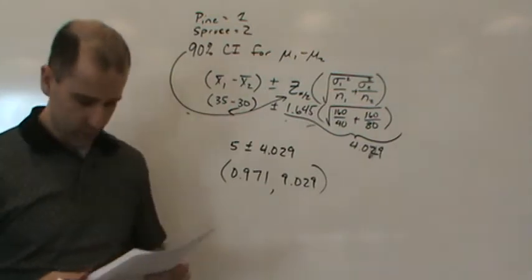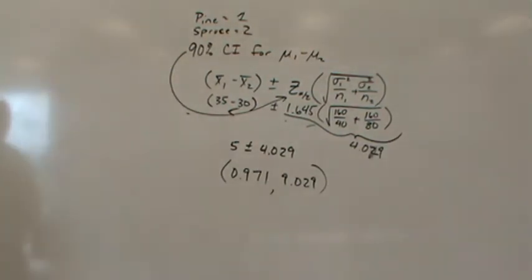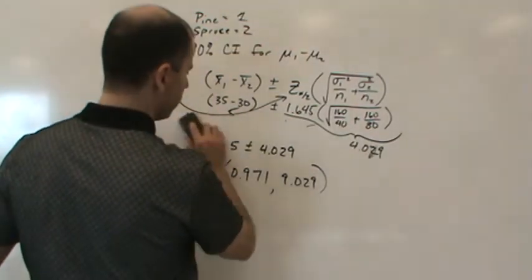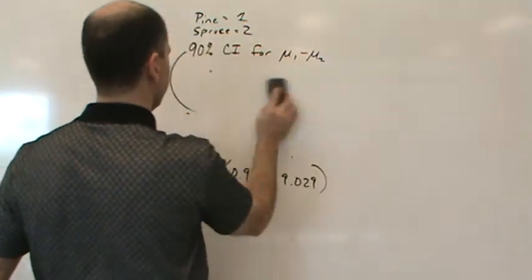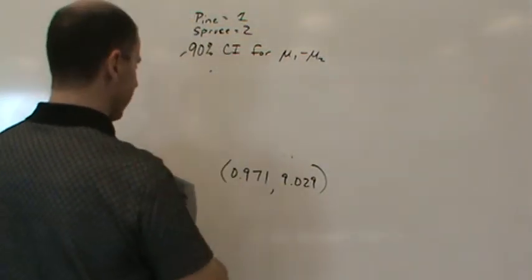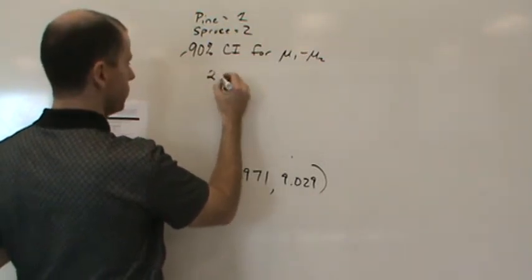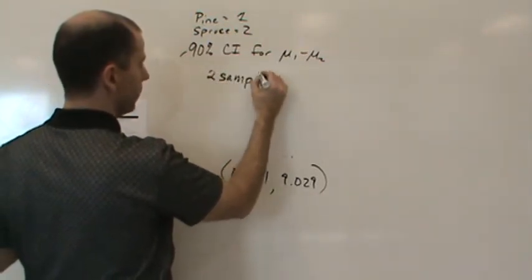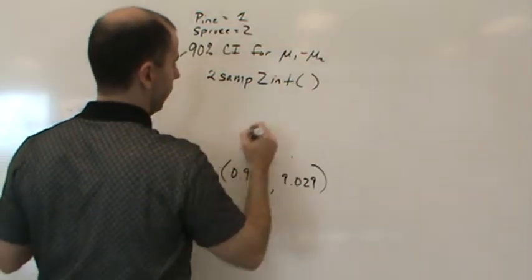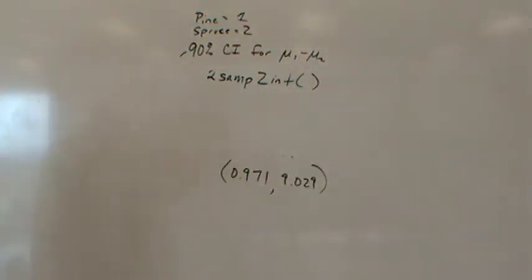That's it, guys. So let's do one more. Oh, by the way, I forgot to use the calculator. So let me use the calculator. So again, here with the calculator, we would use 2-SampZInt. Now, let me show you what you put in there. So let me go to STAT TESTS. We'll scroll all the way down to 2-SampZInt.